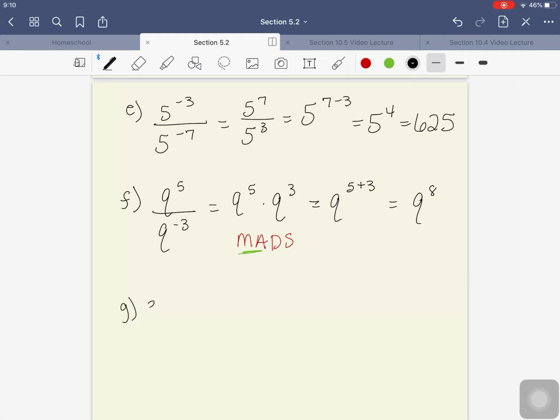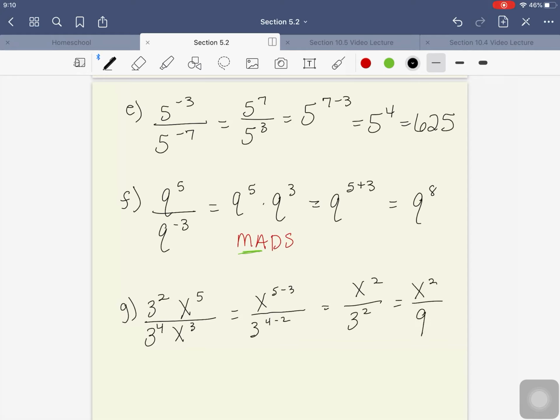All right, 3 squared x to the 5th over 3 to the 4th x to the 3rd. All right, we're subtracting where we have the larger exponent. So you'd end up with 3 to the 4 minus 2 in the denominator and x to the 5 minus 3 in the numerator. So x squared over 3 squared, and 3 squared is 9. So x squared over 9.